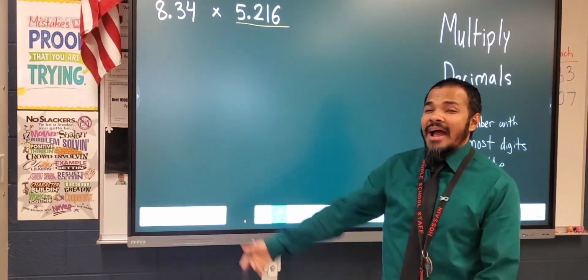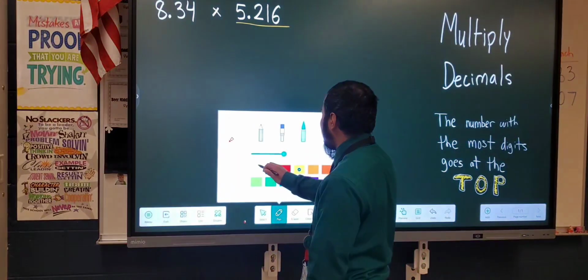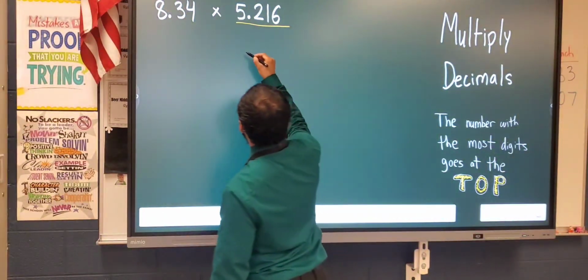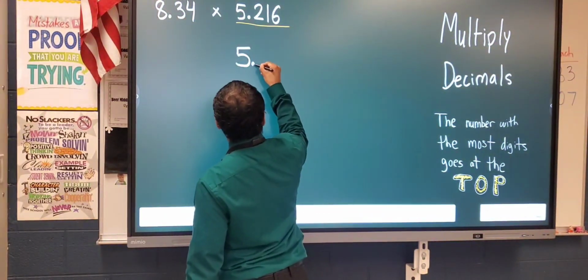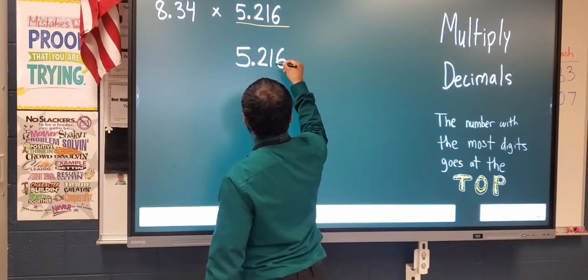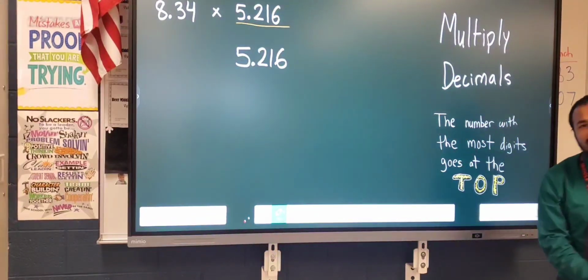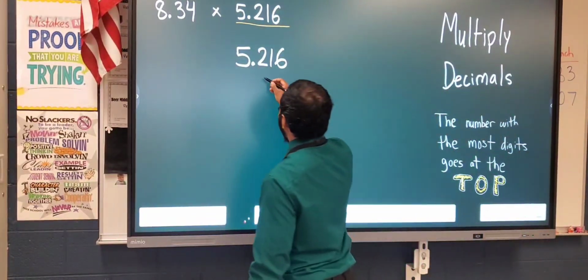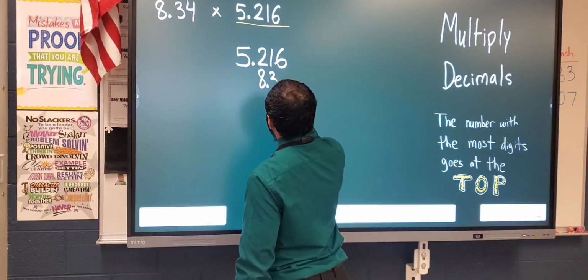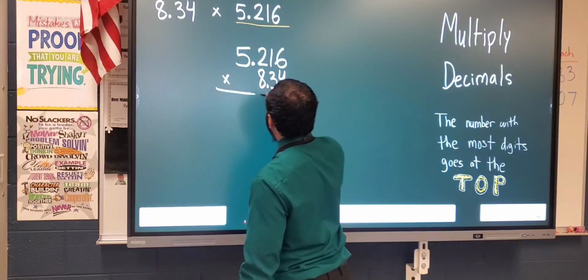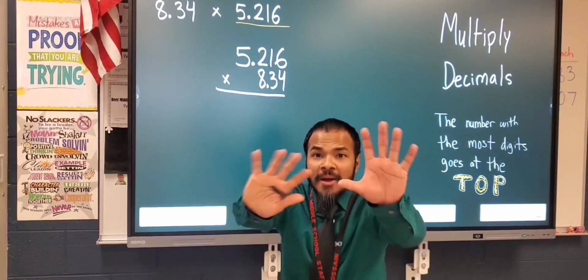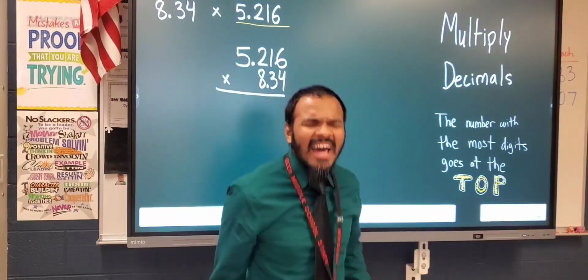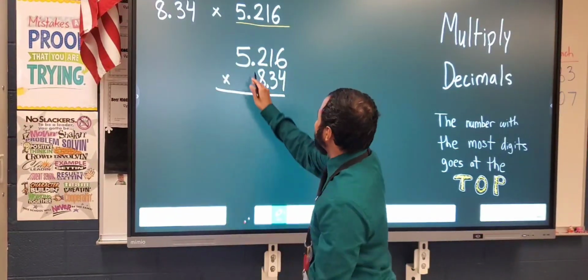Because that number has more digits, I'm going to go ahead and set it up, and when I set it up, I put that number on top. So it's going to be 5.216. That's going to be your first number. Your second number, you're just going to go ahead and write it. It's going to be 8.34 multiplied, right? And so you're going to be like, wait a minute, Mr. Hossain, you can't do that. You got to line up the decimals. The decimals are not lined up.